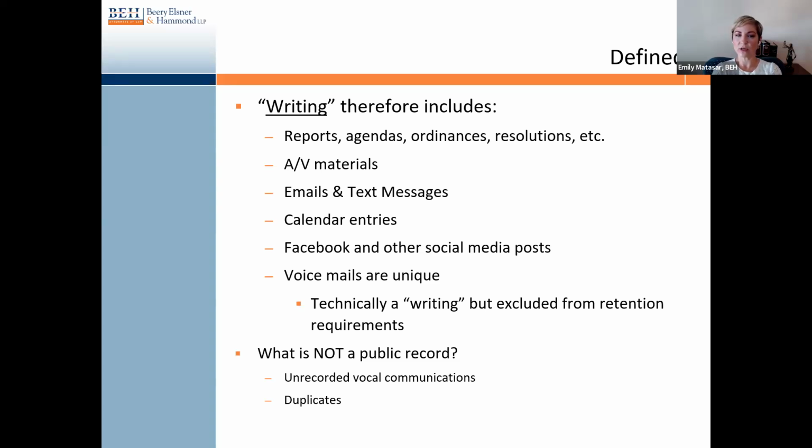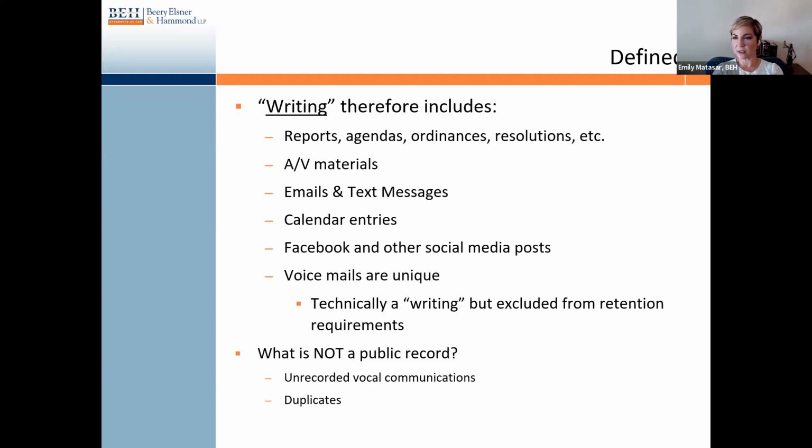Voicemails are kind of unique. They are technically a writing, but they are excluded from the retention requirements. So what is not a public record? What does not qualify as a writing? Well, unrecorded vocal communications do not qualify as a writing. That may seem obvious, but I think we had to have a court tell us that recently, which I think is really funny.